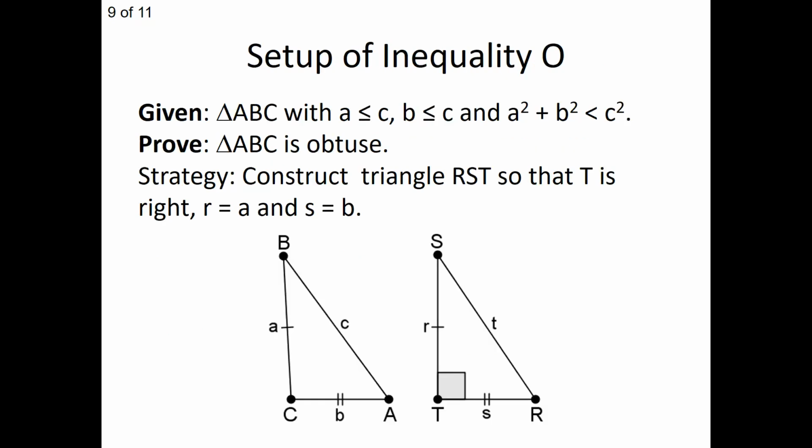So now we move into the setup of our inequality O. Our setup's going to look very similar, the only difference here is that A squared plus B squared is going to be less than that of C squared, but we're still going to construct in our strategy our second triangle RST such that angle T is a right angle and that R is equal to A and B is equal to S. Really, in order to prove triangle ABC is obtuse, we just need to show that one of the angles is an obtuse angle. So again, we're going to show angle C is obtuse. In other words, the way we're going to do this strategically is to show that angle C is greater than that of angle T. And when we do that, since angle T is a right angle, by definition, angle C will be an obtuse angle.